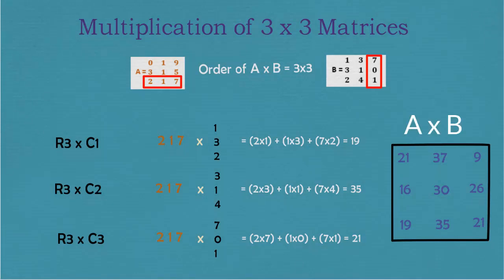So the final matrix that comes out as a result of multiplication of matrix A and B, which are both 3 by 3 matrices, is 21, 37, 9, 16, 30, 26, 19, 35, 21, which is a 3 by 3 matrix. So that's how you multiply 3 by 3 matrices.